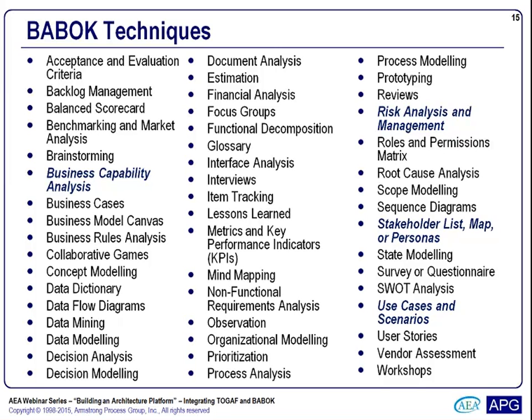And the ones that are in bold and italicized here are those that are explicitly mentioned in some form within TOGAF. So business capability analysis, risk analysis and management, stakeholder lists, maps, personas, use cases and scenarios. But of course, that's not to say by any means that the rest of these techniques are not useful and possibly very helpful to performing enterprise architecture work. It's just that TOGAF doesn't necessarily explicitly call some of those things out.